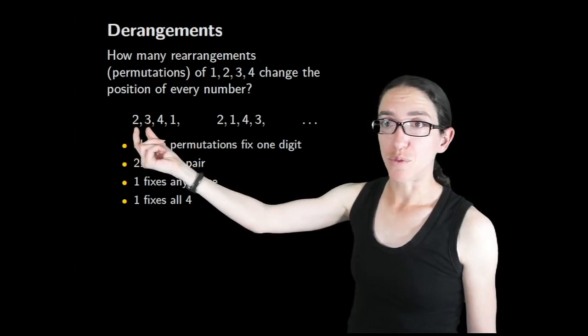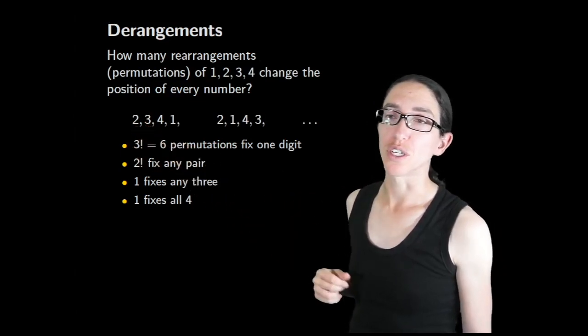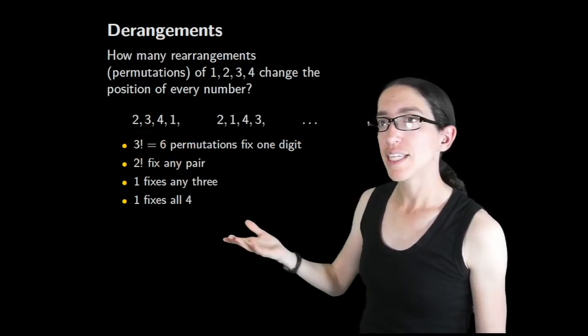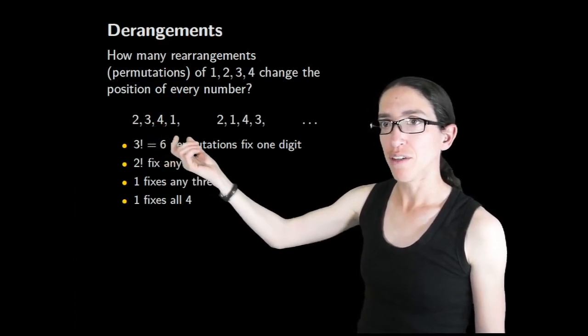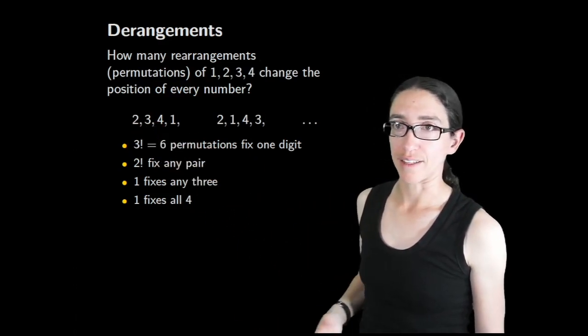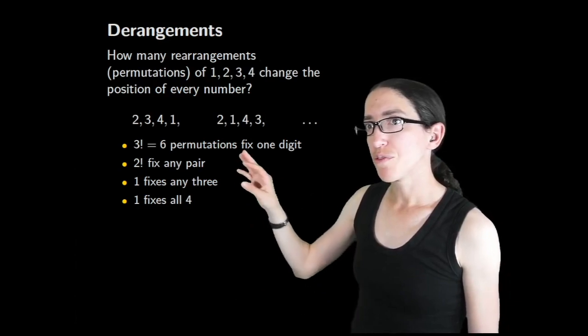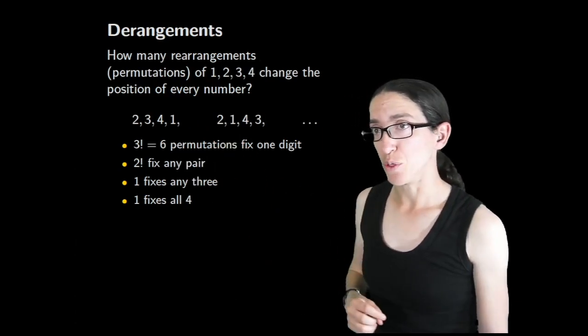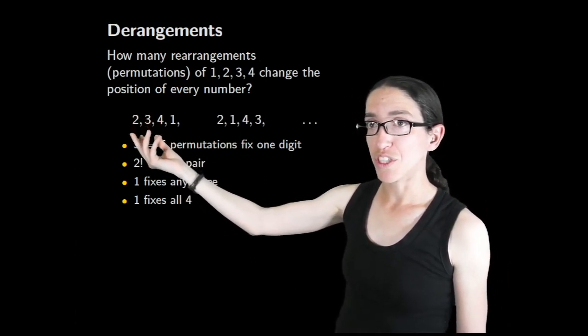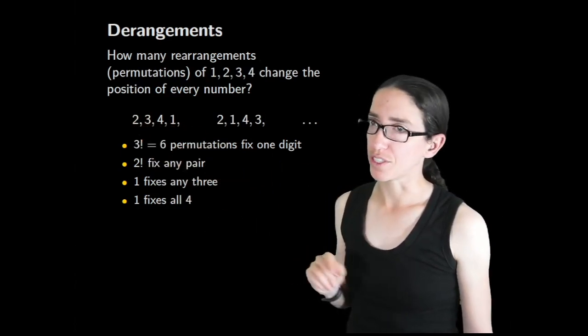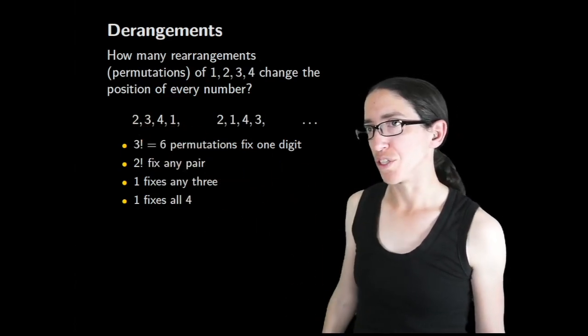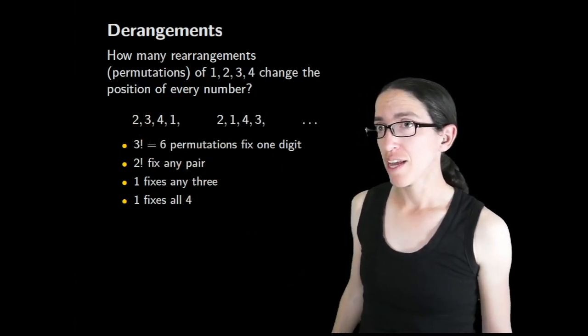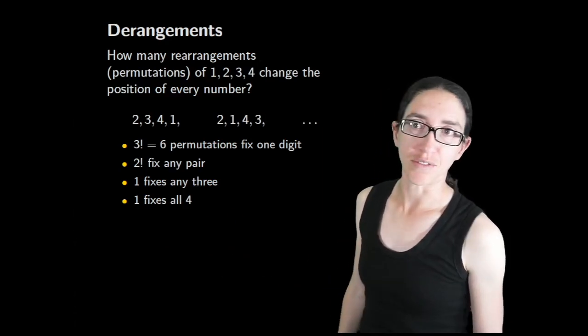And so, for instance, if we fix 1 and 2, then there's 2 factorial ways of rearranging 3 and 4, and same for any other pair, like 3 and 4, or 1 and 4, or anything like that. And then, if you fix 3 of the numbers, we'll need to add those back. So what if we fix 1, 2, and 3? Well, then actually 4 is determined. Only the permutation 1, 2, 3, 4 fixes 3 of the numbers, and similarly, only one permutation fixes all 4.